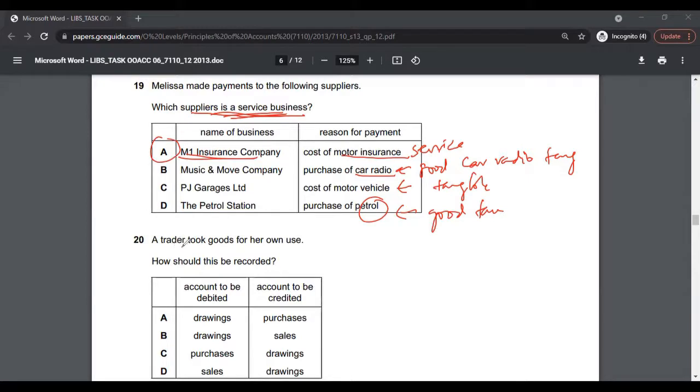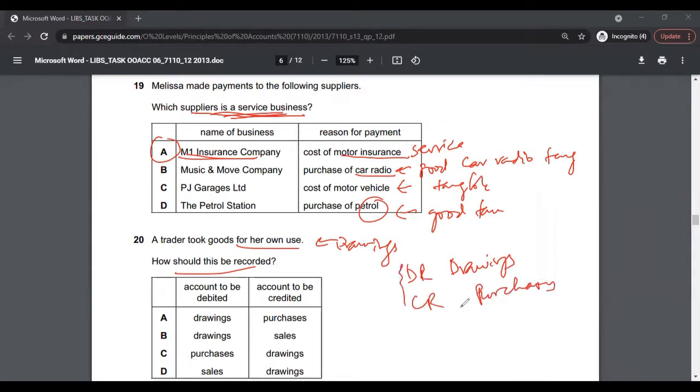Multiple choice 20. A trader took goods for her own use. How should this be recorded? Now, this is basically asking an entry for drawings. This is a relatively basic question, I would say. The entry is usually debit drawings, and then credit purchases. So we just need to search for these options. And actually it's the first one. So the answer to multiple choice 20 is option A.